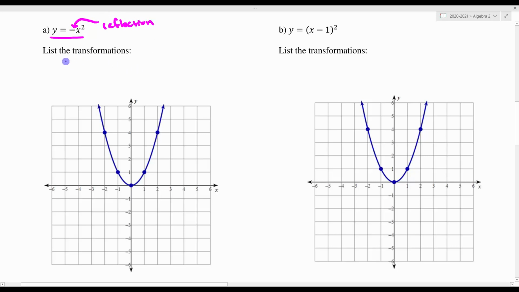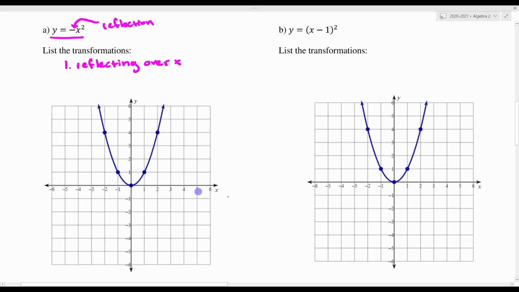So when they say list the transformations, we're going to say, okay, well, the only thing we're doing here is reflecting over x, because there's nothing else. There's no h, there's no k, there's no stretch factor. So this is the only thing that is happening to the parabola that we see here.